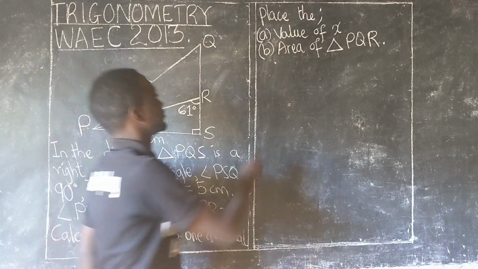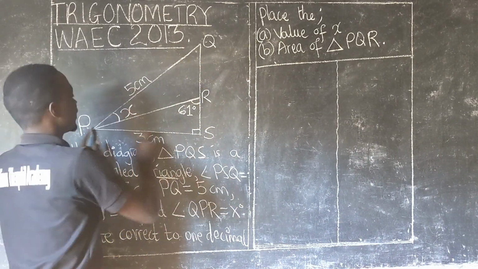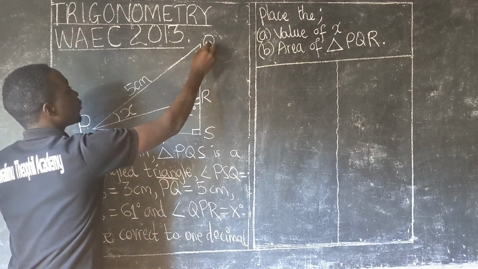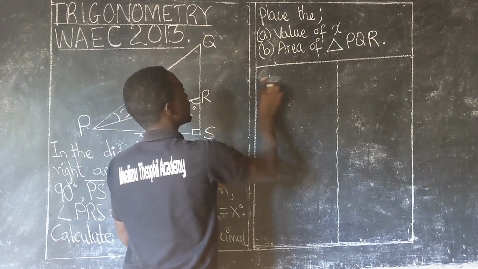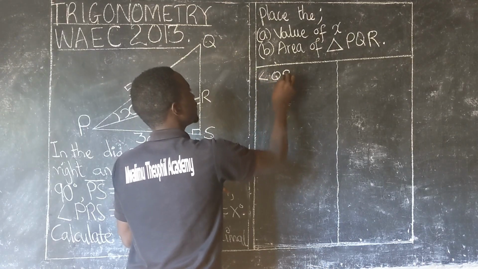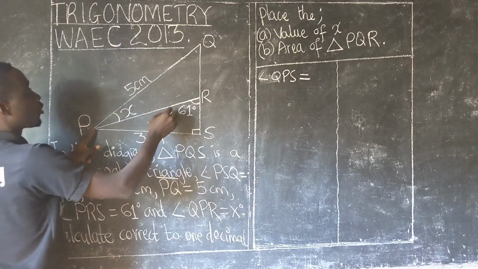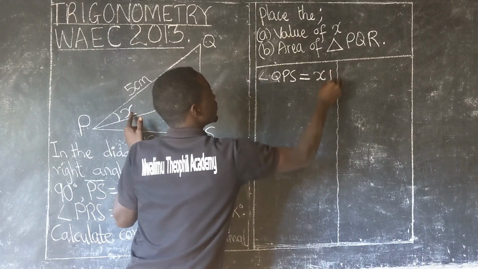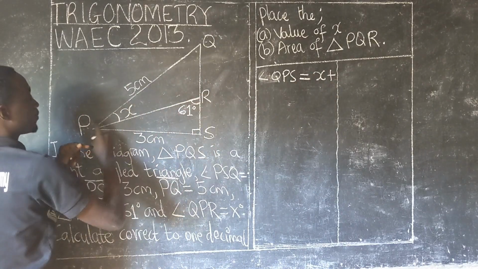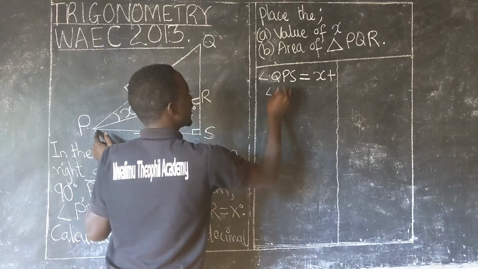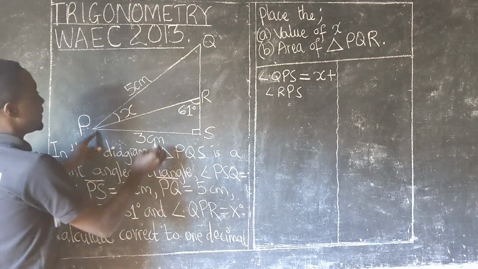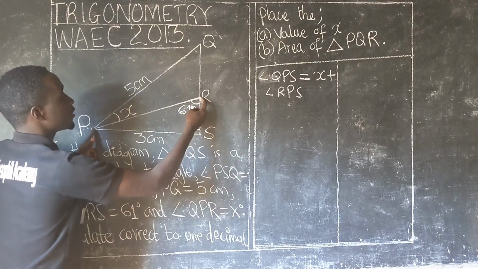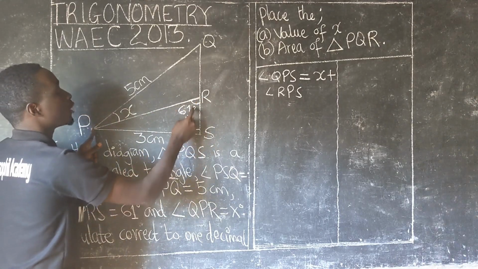Now, let's see the solution. Let us start by finding the value of x. Here we are going to use this larger triangle, and first we find angle QPS, which is equal to angle QPR, which is x, plus this angle RPS. But angle RPS is found in this smaller triangle, where two angles are already known, 90 and 61.